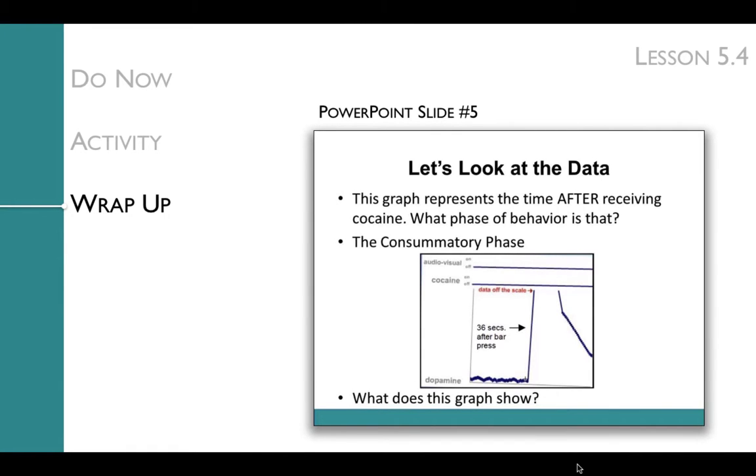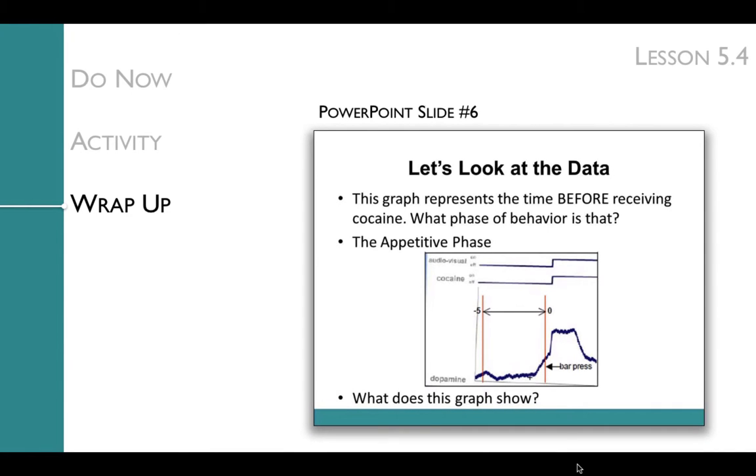First, the data on slide number 5 represents a time after the rat has received cocaine, so it's the consummatory phase of addictive behaviors. This data leads to confirmation of the conclusion already known that dopamine levels increase drastically after a rat receives an injection of cocaine.